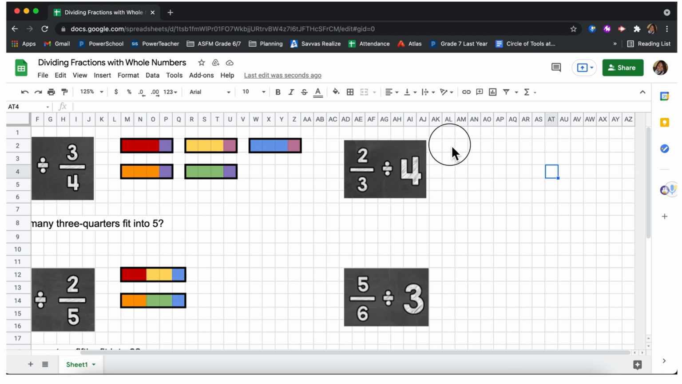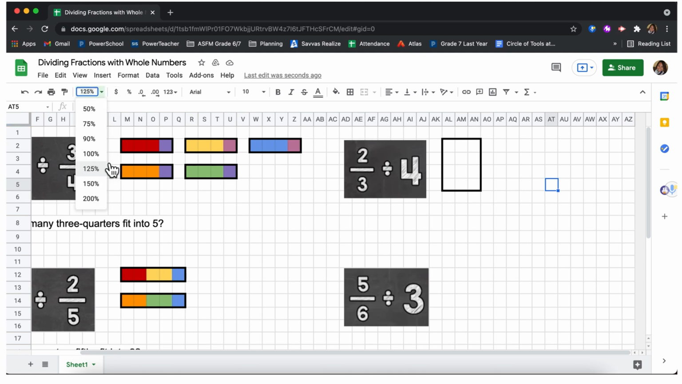So to help me draw this model out, I'm going to do 3 across because I have 3 here in the denominator. And I'm going to bring this 4 down because I'm dividing it by 4. So 1, 2, 3, and bringing it down to 4. So this is my model. And there we go. So now I'm just going to identify 2/3.